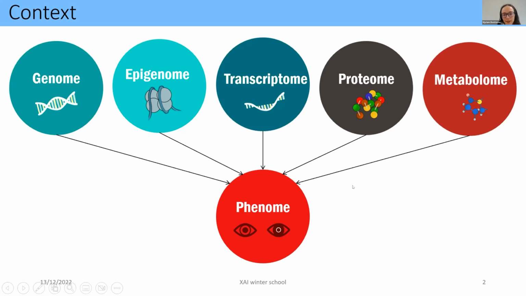So we can see this kind of question as a classification problem. We have a set of phenotypes, and we want to classify the phenotypes from the omics data.